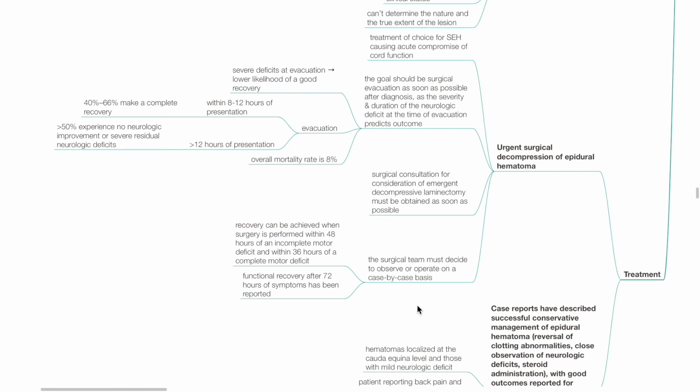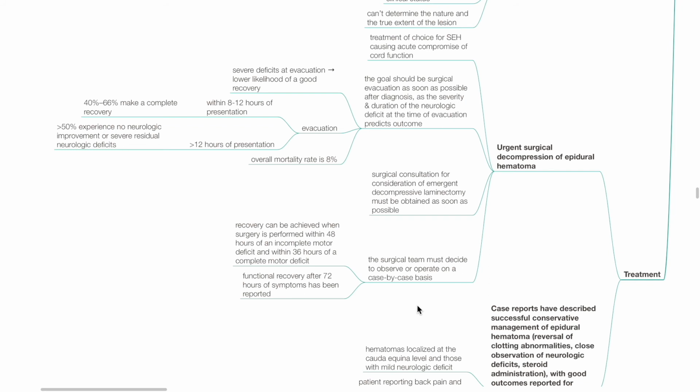The goal should be surgical evacuation as soon as possible after the diagnosis, as the severity and duration of neurologic deficit at the time of evacuation predicts outcome. Severe deficits at evacuation result in lower likelihood of a good recovery. If the evacuation of SEH occurs within 8 to 12 hours of presentation, 40 to 66% of patients make a complete recovery. If the evacuation of SEH occurs more than 12 hours after the presentation, more than 50% experience no neurologic improvement or severe residual neurologic deficits. Overall mortality rate is 8%.